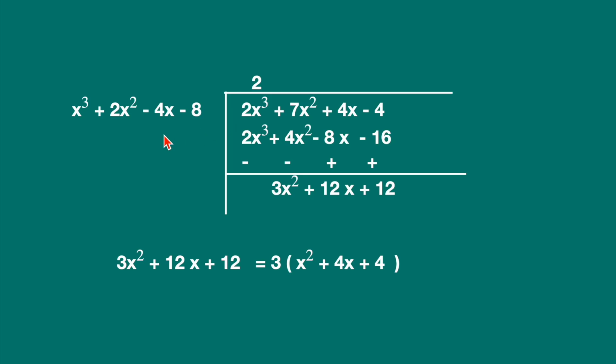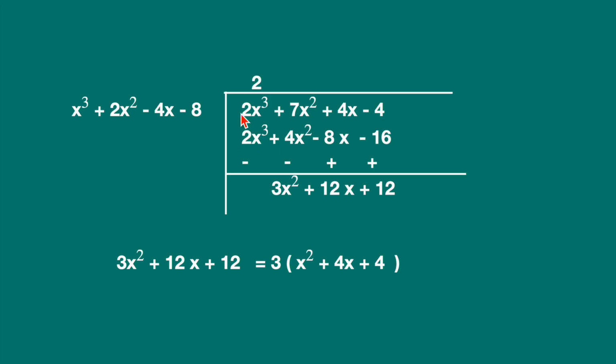2x cube divided by x cube will give us 2. So write down 2 in the quotient and then you can now go ahead, multiply 2 with the divisor. So 2 into x cube, 2 into 2 is 4, 4x square, 2 into minus 4 is minus 8x, and this will be minus 16. So write down like this.